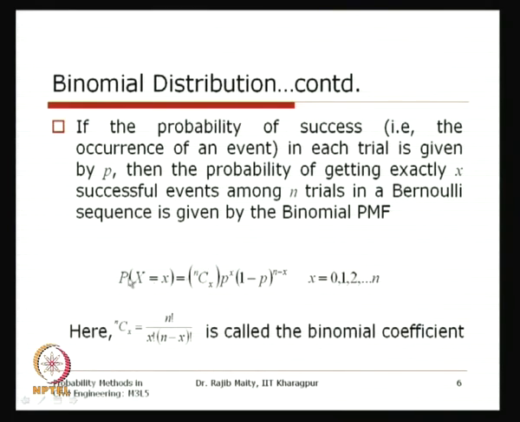Now we can see that if we put any value of x, for x equal to 0, 1, 2 up to n, all these values are positive. And if we take the summation of all these individual probability masses concentrated at x equal to 0, 1, 2 up to n, it should equal 1. So this is a valid PMF first of all, and this PMF is known as the PMF for the binomial distribution.